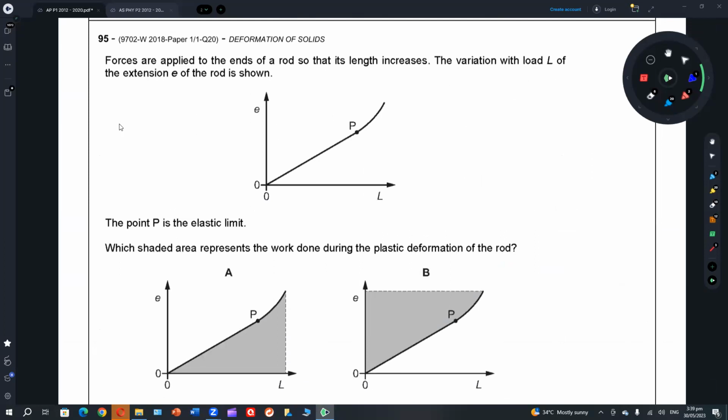Forces are applied to the ends of a rod so that its length increases. The variation with load L of the extension of the rod is shown. Now, remember this concept. It is extension on the y-axis and load on the x-axis. It's a very tricky concept to remember, that when you say area, it's very important to remember which axis the area should be taken from. By rule, it can be the same, but it's necessary to know which variable is on the x-axis and which variable is on the y-axis. This is a question in that regard.